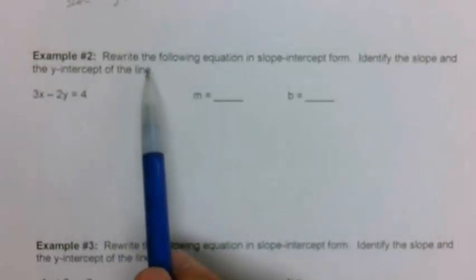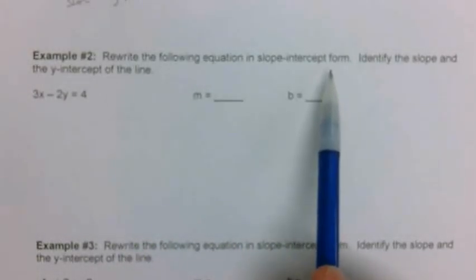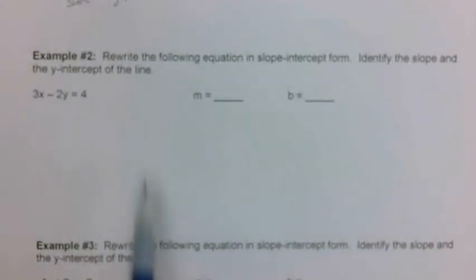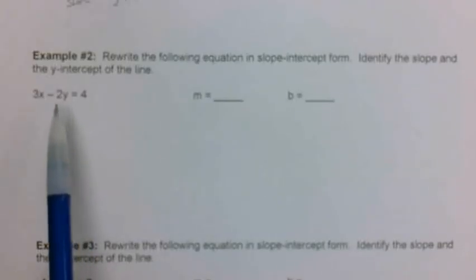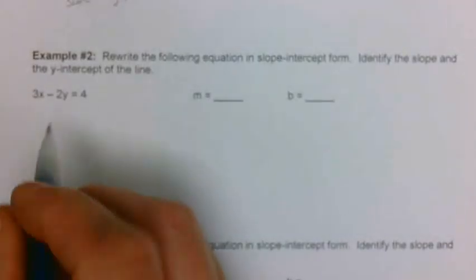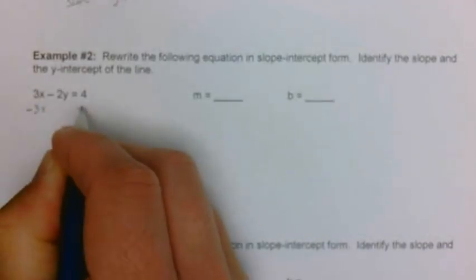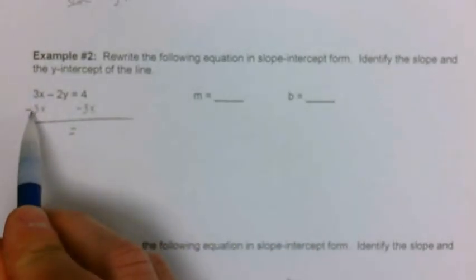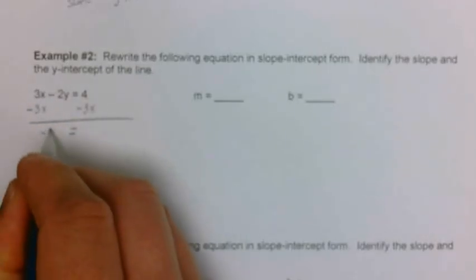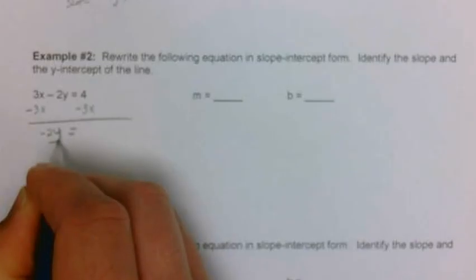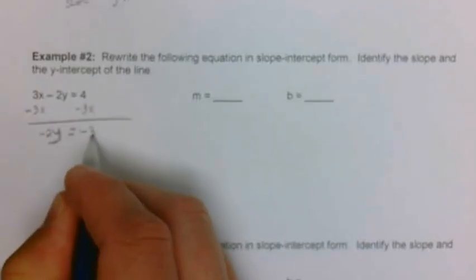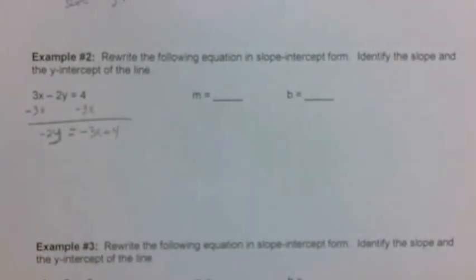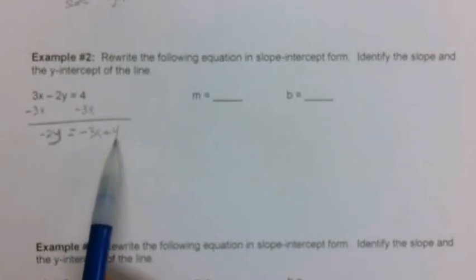Our next example, it asks us again to rewrite the equation in slope-intercept form, and we need to identify the slope and the y-intercept. So here we have 3x minus 2y equals 4, and again, we've got to try to isolate our y variable. So the first thing we're going to do, again, is subtract 3x on each side. Bring the equal sign straight down. 3x minus 3x is 0, leaving us with negative 2y on the left-hand side. And on the right side, it equals 4 minus 3x, which is the same as negative 3x plus 4. So negative 2y equals negative 3x plus 4.